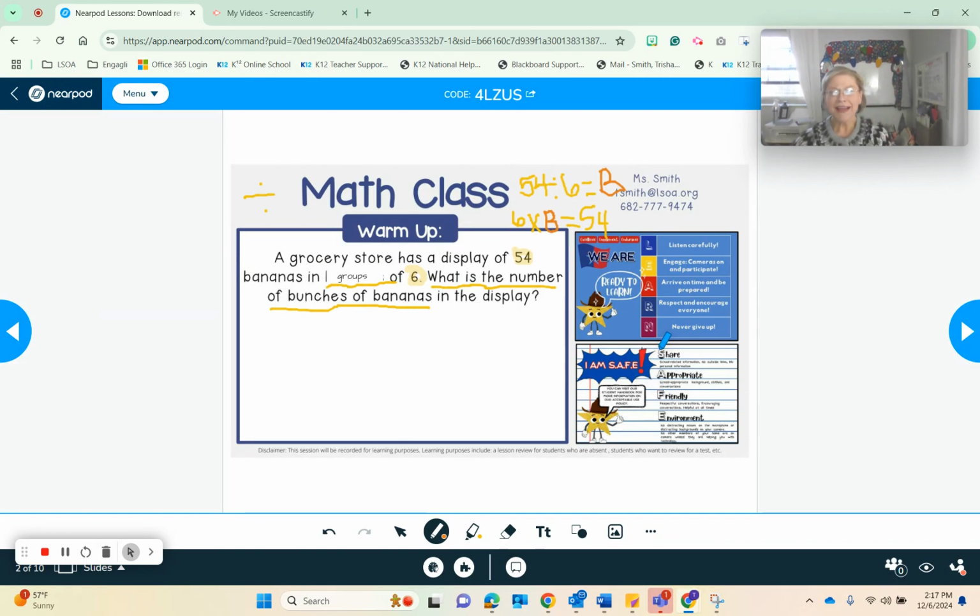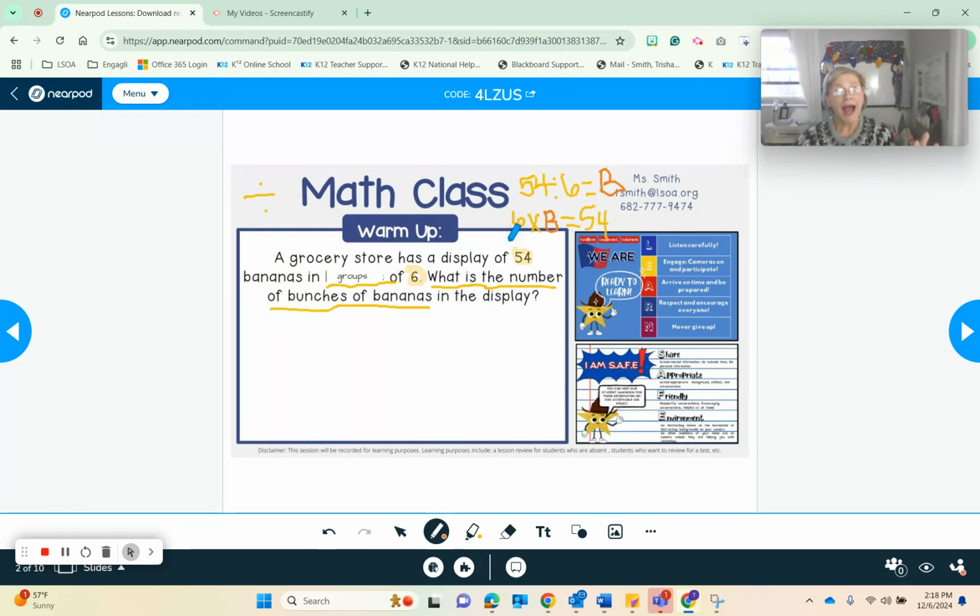But if you don't have that, that's totally cool. We can model it out, which is kind of where Miss Smith's brain has to go. She has to model it out. I have a learning disability in math, and it's okay to model it out. So we can model it out using arrays.